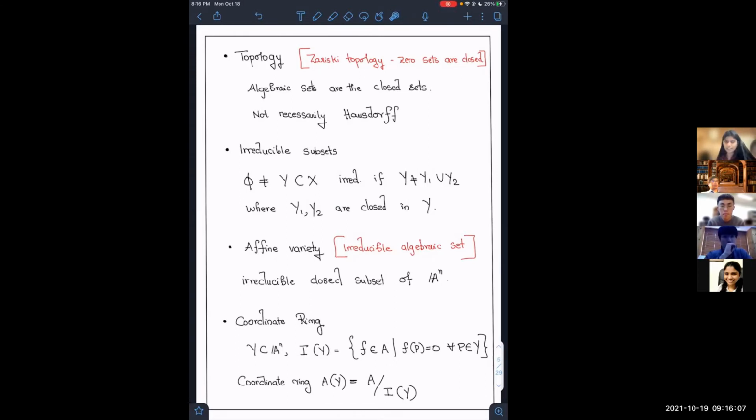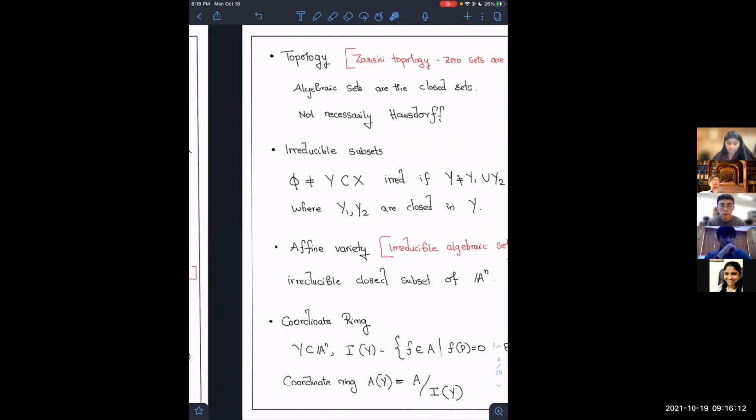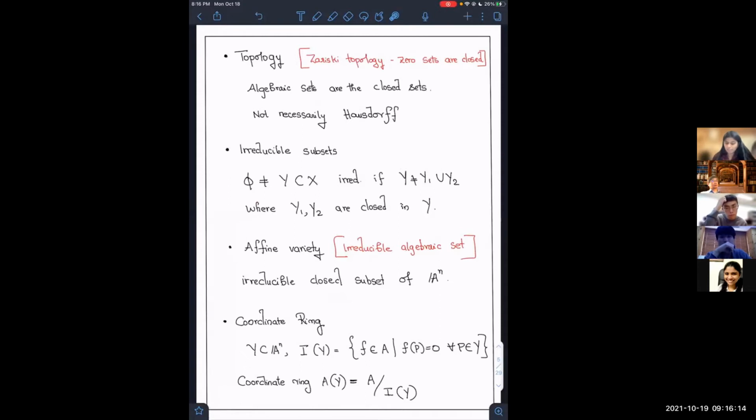So that's basically it: we have the defined space, we have an algebraic set, and then we define the topology, the Zariski topology, with the algebraic sets as the closed sets, and then we assign a coordinate ring to a subset of an affine space. Okay.